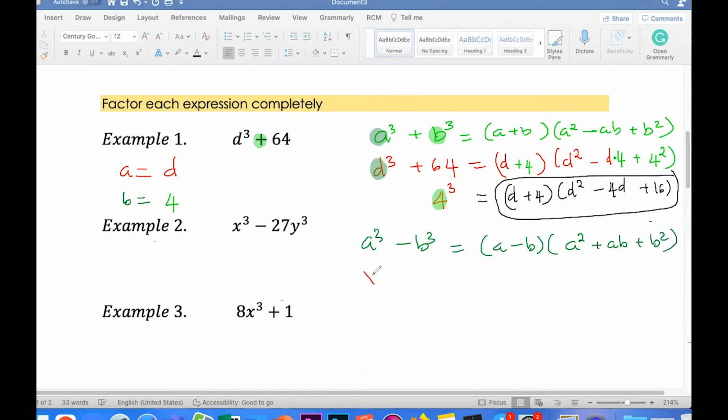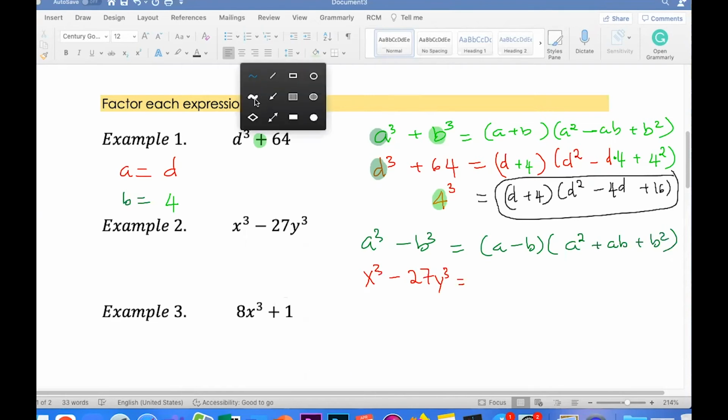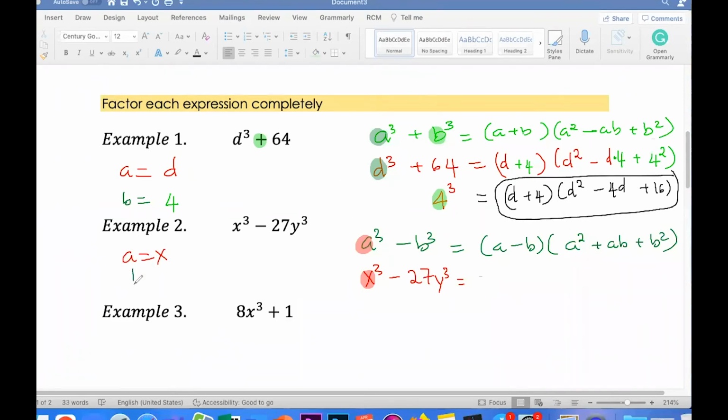So I have x to the power of 3 minus 27y to the power of 3 equals. Okay, that's matching it. So a is easy. a is equal to x. How can I find my b? For b, you see y to the power of 3, that's good. But the 27, we have to find out what number to the power of 3 gives you 27. So that must be 3, right? Because 3 to the power of 3 gives you 27.